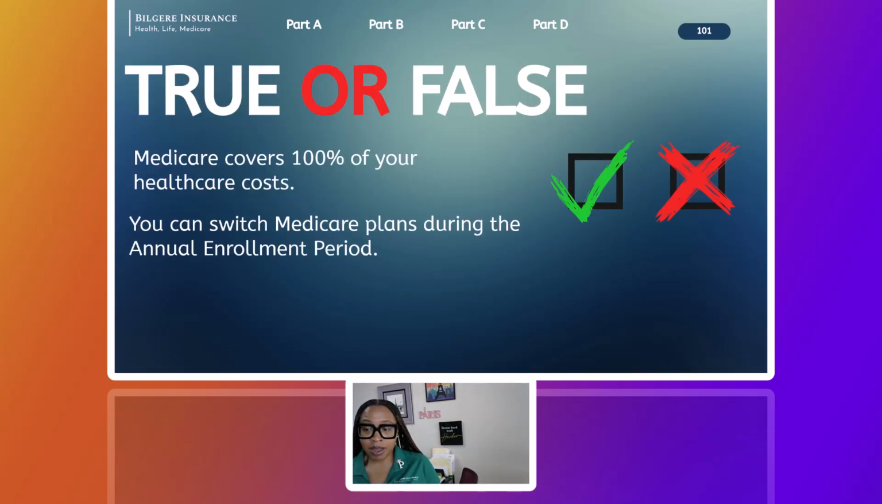Just to start to wrap us up, true or false: Medicare covers 100% of your health care costs. That's going to be false. You can switch Medicare plans during the annual enrollment. That is very much true.